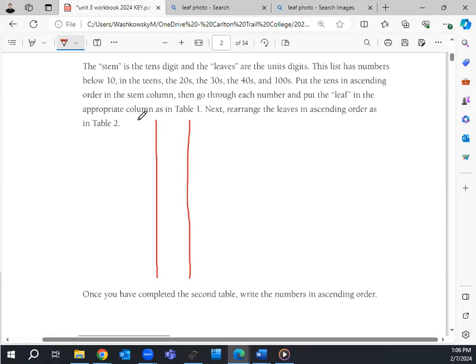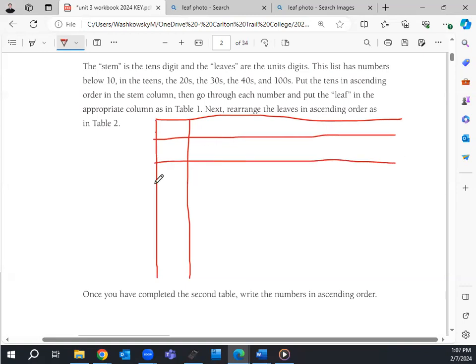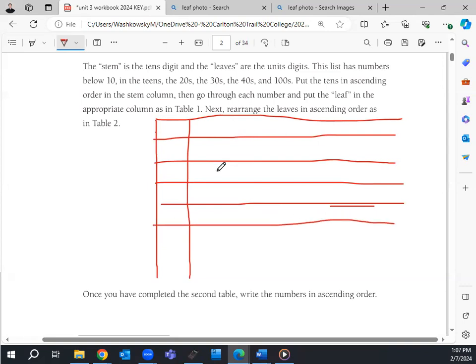So we already established I had the zeros, the 10s, 20s, 30s, 40s, and 100. That's 1, 2, 3, 4, 5, so there's 6 different categories there. So what I'm going to do first is split this up into 6 different parts. Three, 4, 5, and 6.